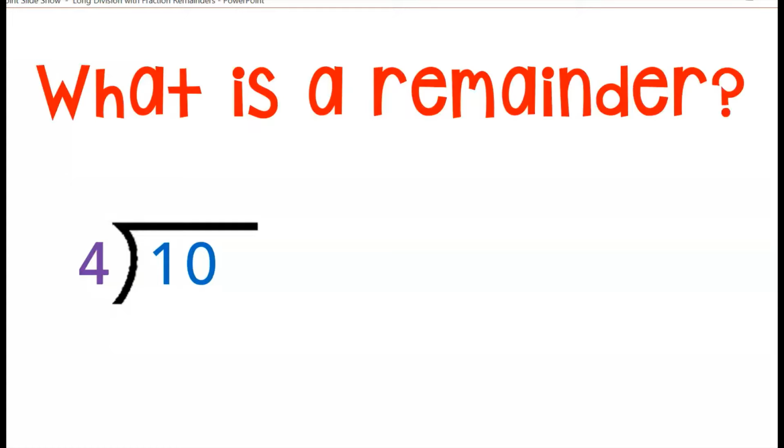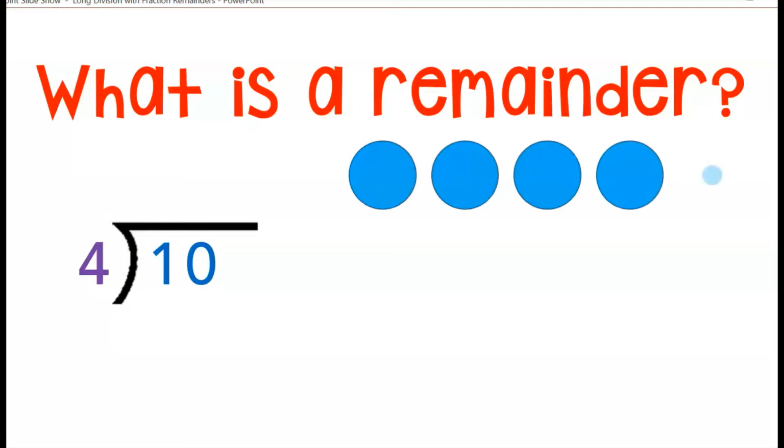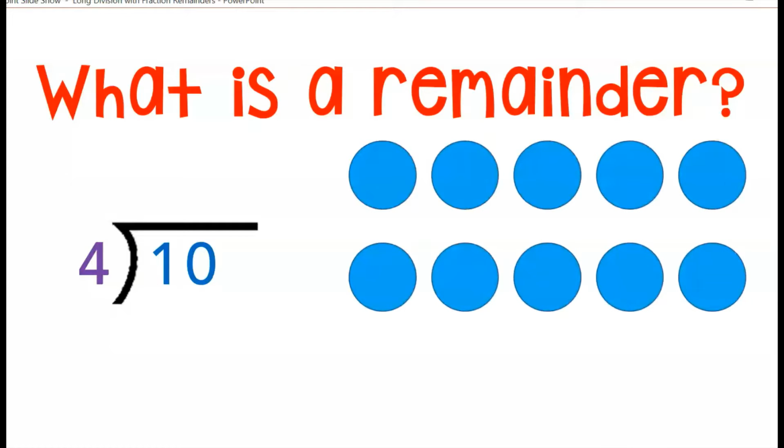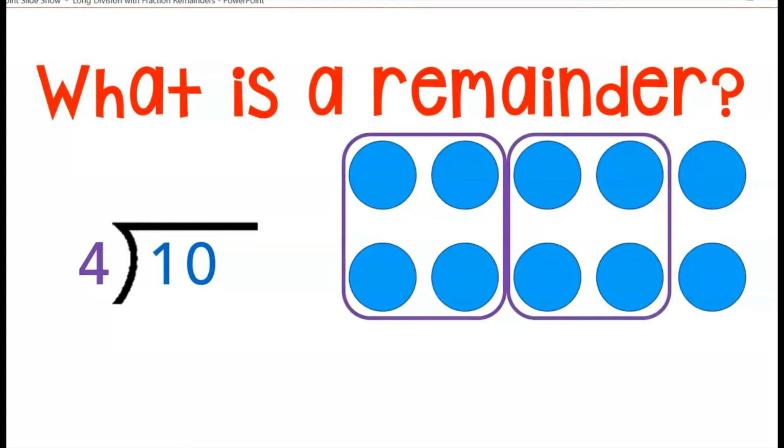So this problem is 10 divided by 4. We're trying to find out how many groups of 4 are in 10. I'm going to start by drawing 10 circles. Then I'm going to put them in groups of 4. So there's a group of 4 here and a group of 4 here. You'll notice that there are 2 leftover circles that don't make enough to make another group. Let's look at what that looks like in the problem.